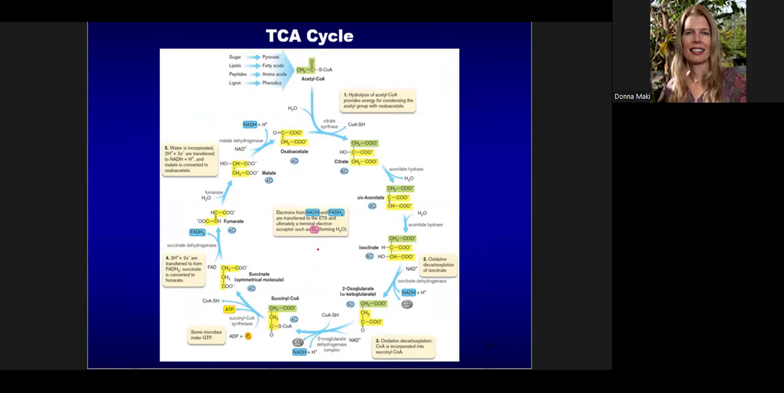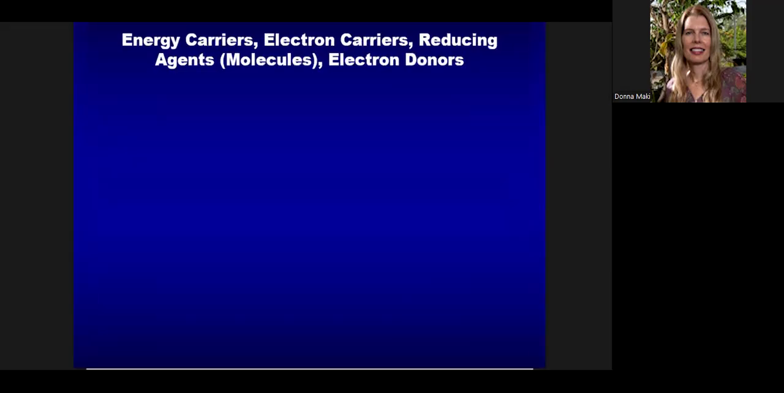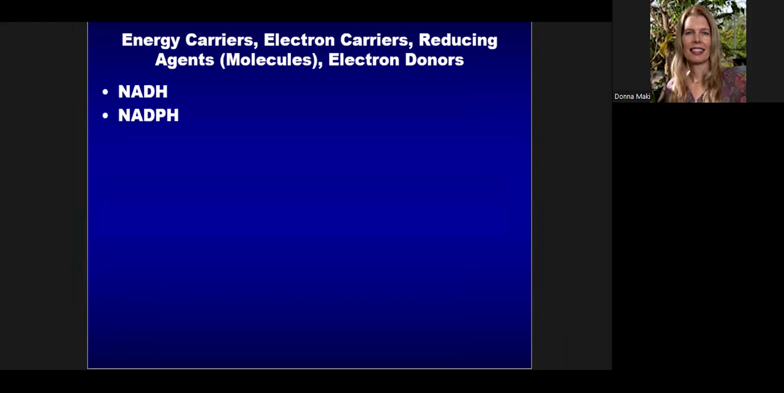Okay, so why do we care about NADH and FADH2? So if you think about NADH, sometimes they'll make NADPH, and then the FADH2, and all of these, depends who's talking, but they can be called energy carriers, electron carriers, reducing agents, or reducing molecules, electron donors. All of that means essentially the same thing, and these all qualify.